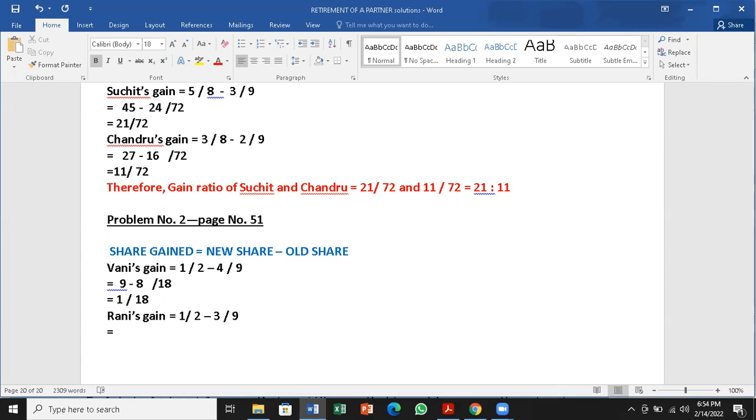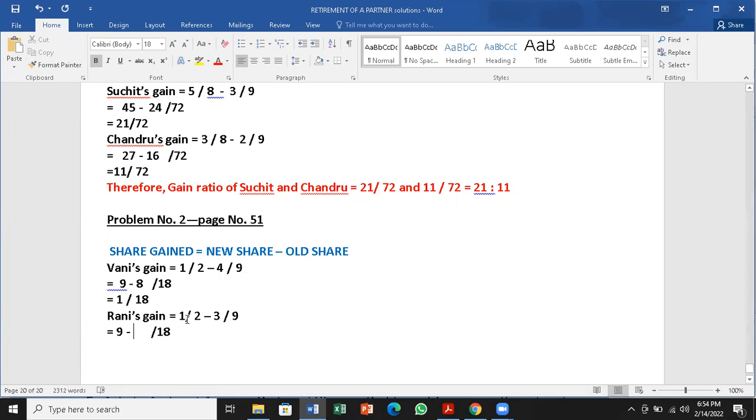Three by 9. So take an LCM. Now again, the LCM remains the same. 2 into 9, that is 18. But to go for the numerators calculation, 18 divided by 2 is 9, and 9 into 1 becomes 9 only.